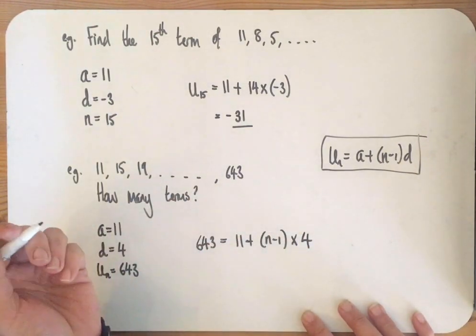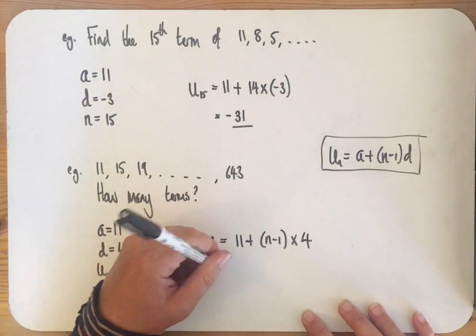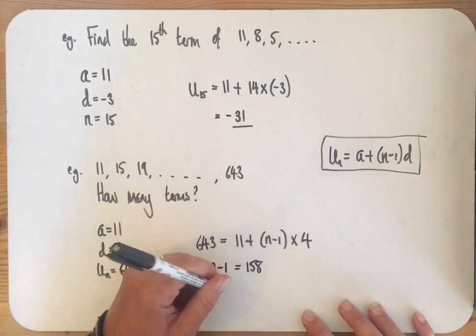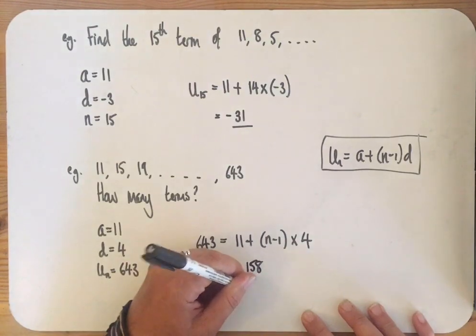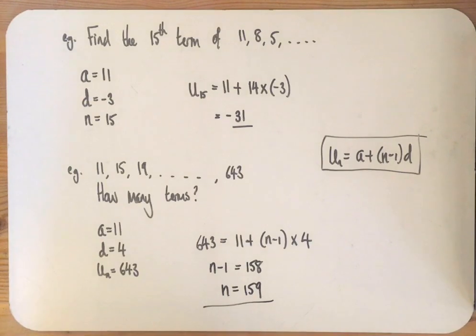So subtracting 11 and dividing by 4, n minus 1 is equal to 158. N is a positive integer, so if you get a weird answer here, you've definitely made a mistake. And so n is the 159th. I was going to say 159th term. N is 159, so there's 159 terms in that sequence. So I'll just get you to do some of those, and then we'll make it a bit more complicated next lesson.